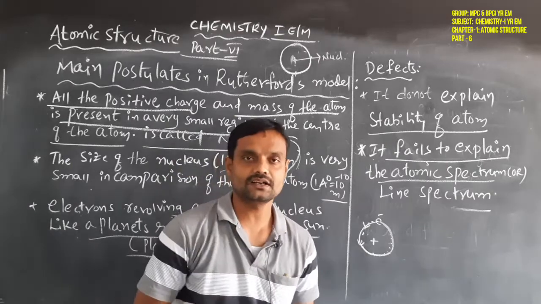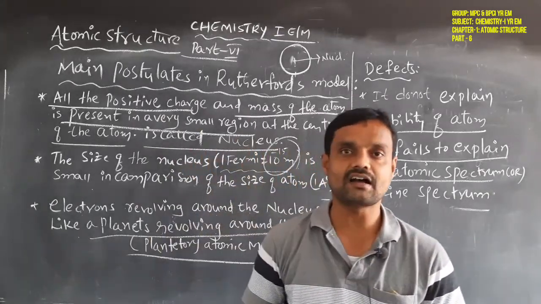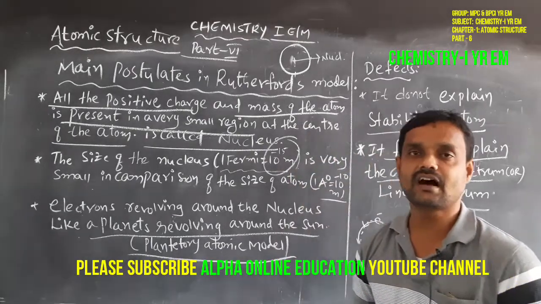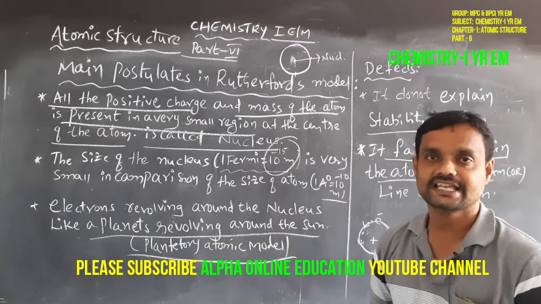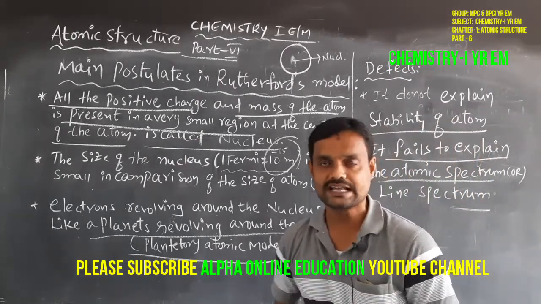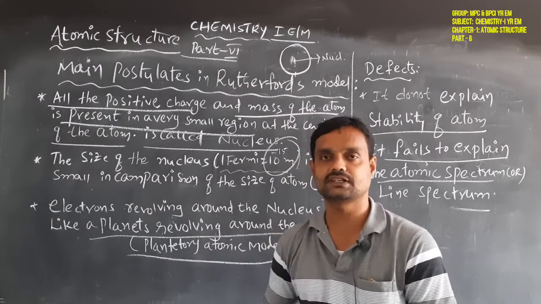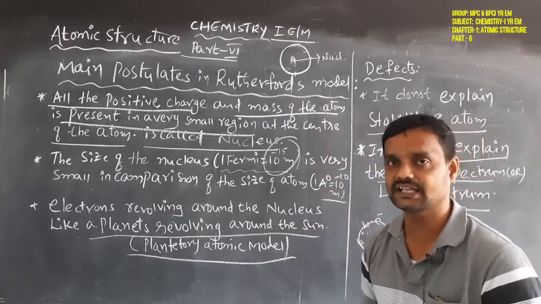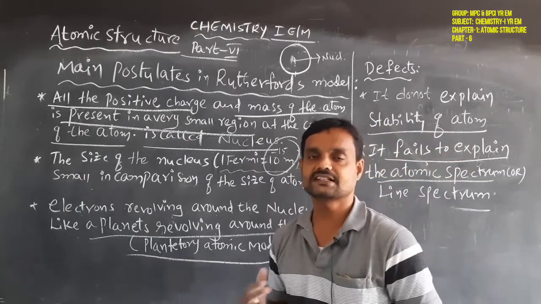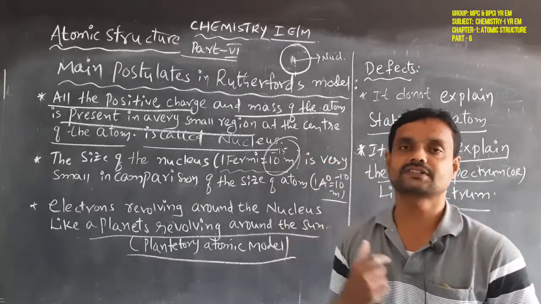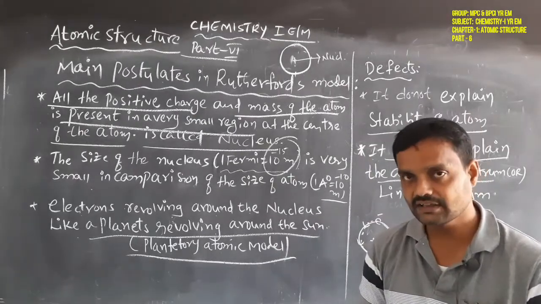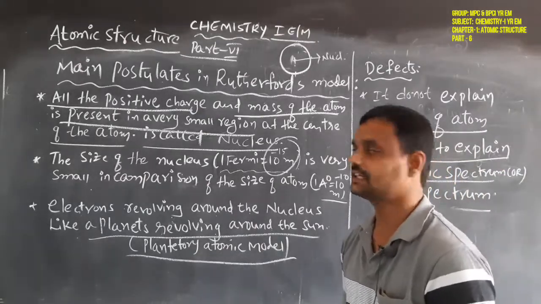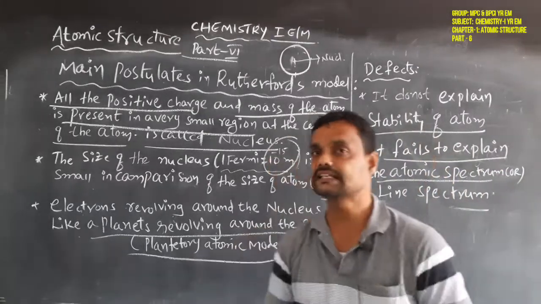So this is about the Rutherford atomic model and the alpha ray scattering experiment. By using the alpha ray scattering experiment, Rutherford gave an atomic model, simply called the Rutherford atomic model, and another name for it is the planetary atomic model. These are the main postulates, and a few defects are also present in the Rutherford atomic model. Another atomic model will be discussed in the next video.